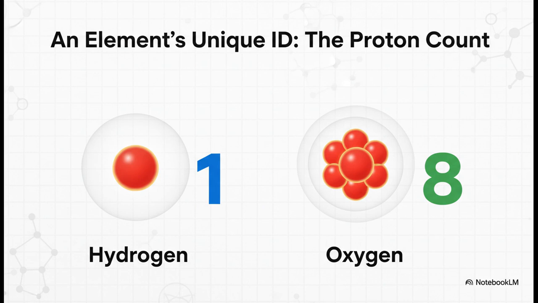So you might be wondering, if they're all made of the same 3 parts, what makes gold different from, say, oxygen? It all comes down to the number of protons. That number is like an element's unique fingerprint. Every single hydrogen atom in the universe has exactly 1 proton. Every oxygen atom has exactly 8. That number never, ever changes. It's what makes them what they are.